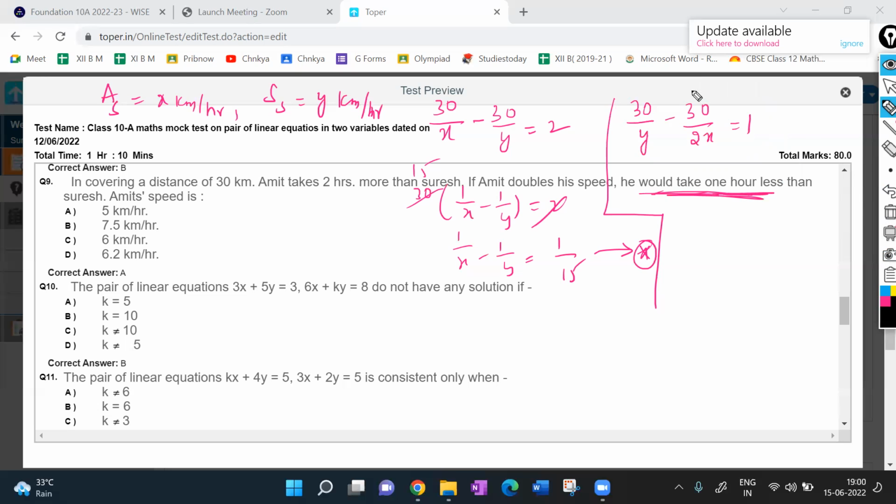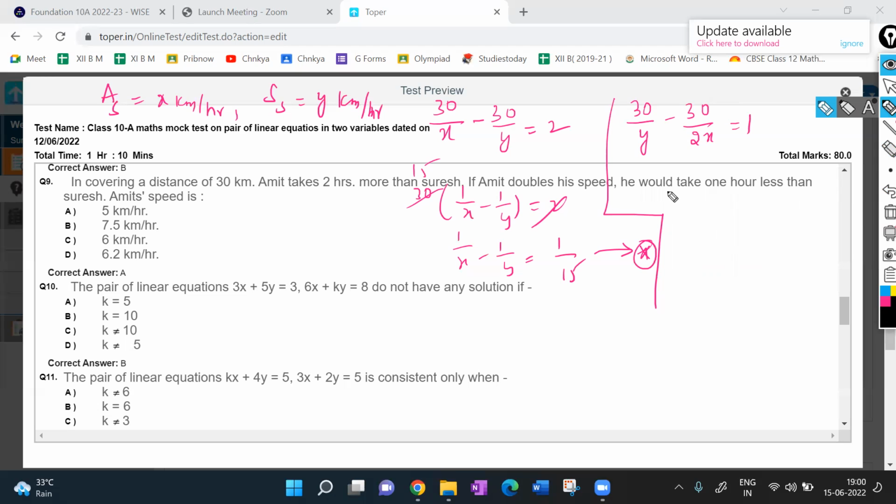Let me show you. If Amit doubles his speed, he would take 1 hour less than Suresh. So I can write it like this, right? Minus 1 is equal to 30 by 2x. Understood my point? Hope you are getting my point. So directly I'm writing the equation. What are you going to get now? Tell me.